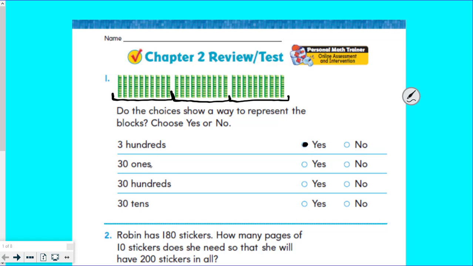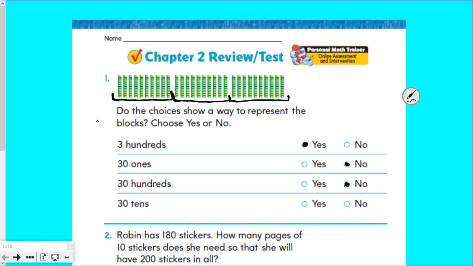Okay, does it show 31s? Well, we said when we counted by tens, 10, 20, 30, that's 31s right there. So I'm going to say no. Okay. Does it show 30 hundreds? Well, no, because we already said it shows 300. So that's definitely a no. We don't even have to check that one.